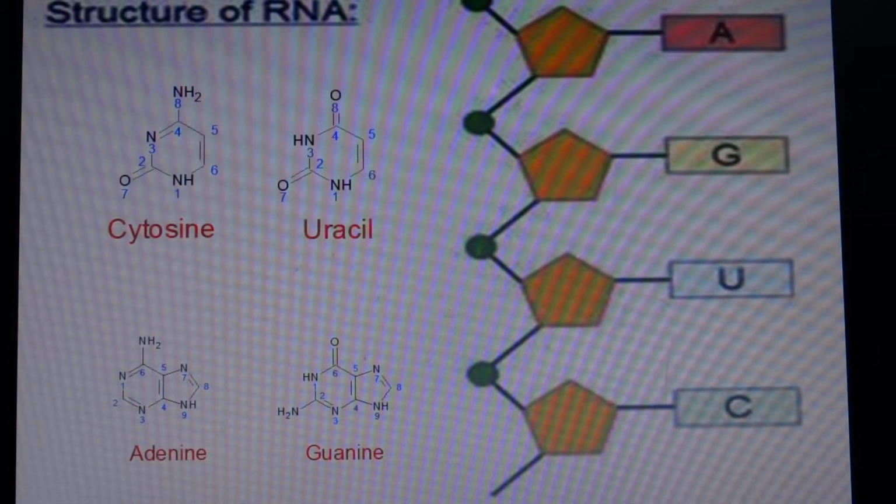Joined to each ribose is one of four possible bases: adenine, cytosine, guanine and uracil. Here the only difference is with the DNA. In the case of bases, thymine is present in DNA, but uracil is present in RNA. That directs synthesis of specific proteins.